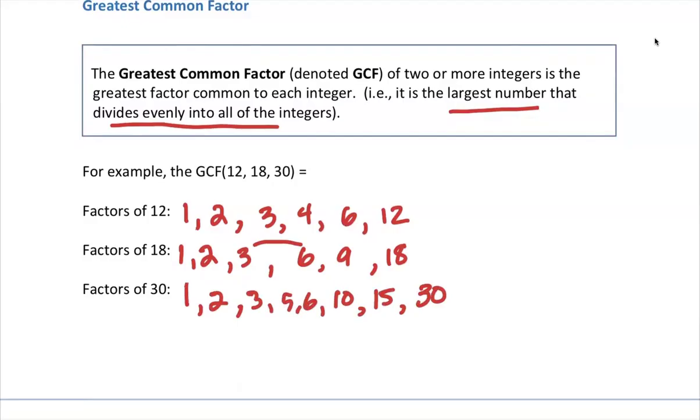Okay, so now that we have listed all of the factors of these numbers, what's the largest one that appears in all of the lists? So they all have a 1, but that doesn't really count because that doesn't really do anything. They all have a 2, so that is a common factor. They all have a 3. We're getting bigger. Is there something even bigger? They all have a 6, and that's the biggest factor that they all have in common. So the GCF would be 6.